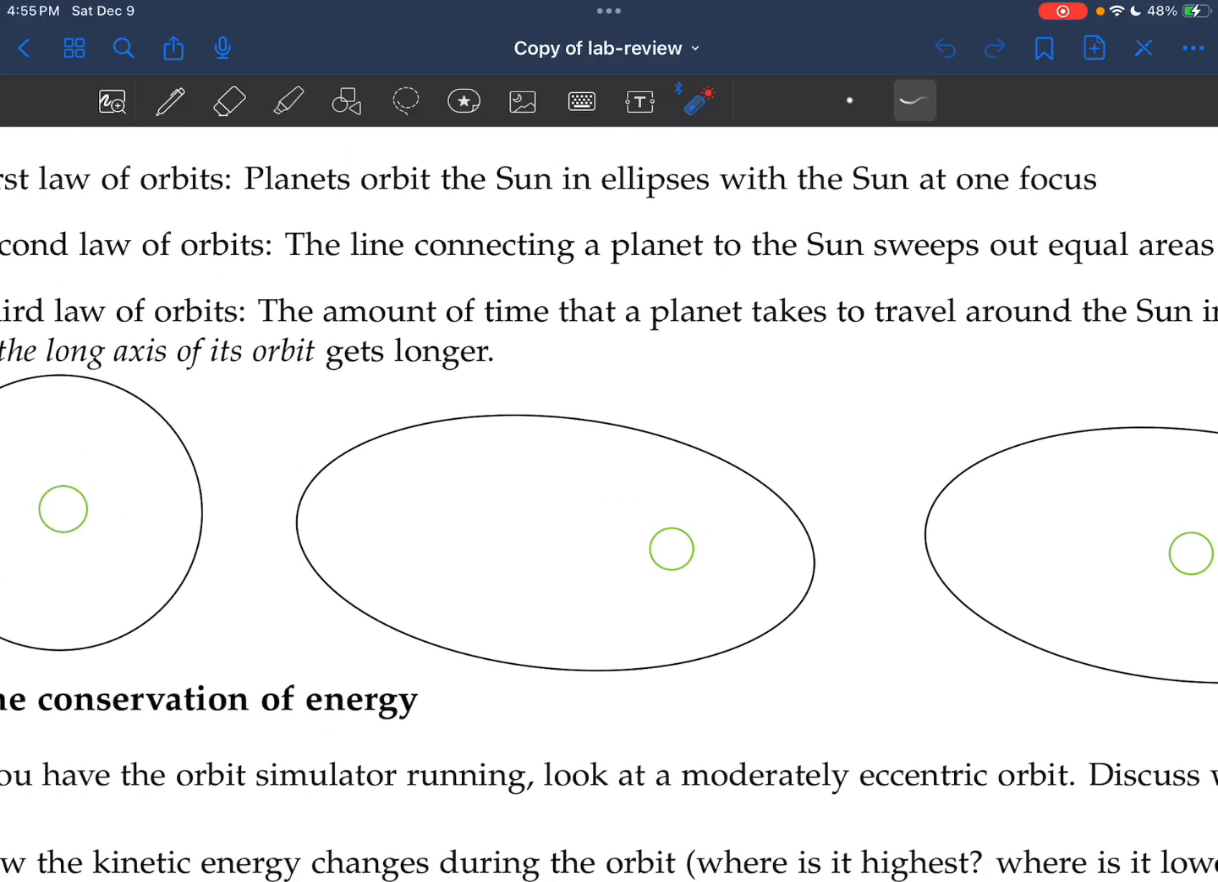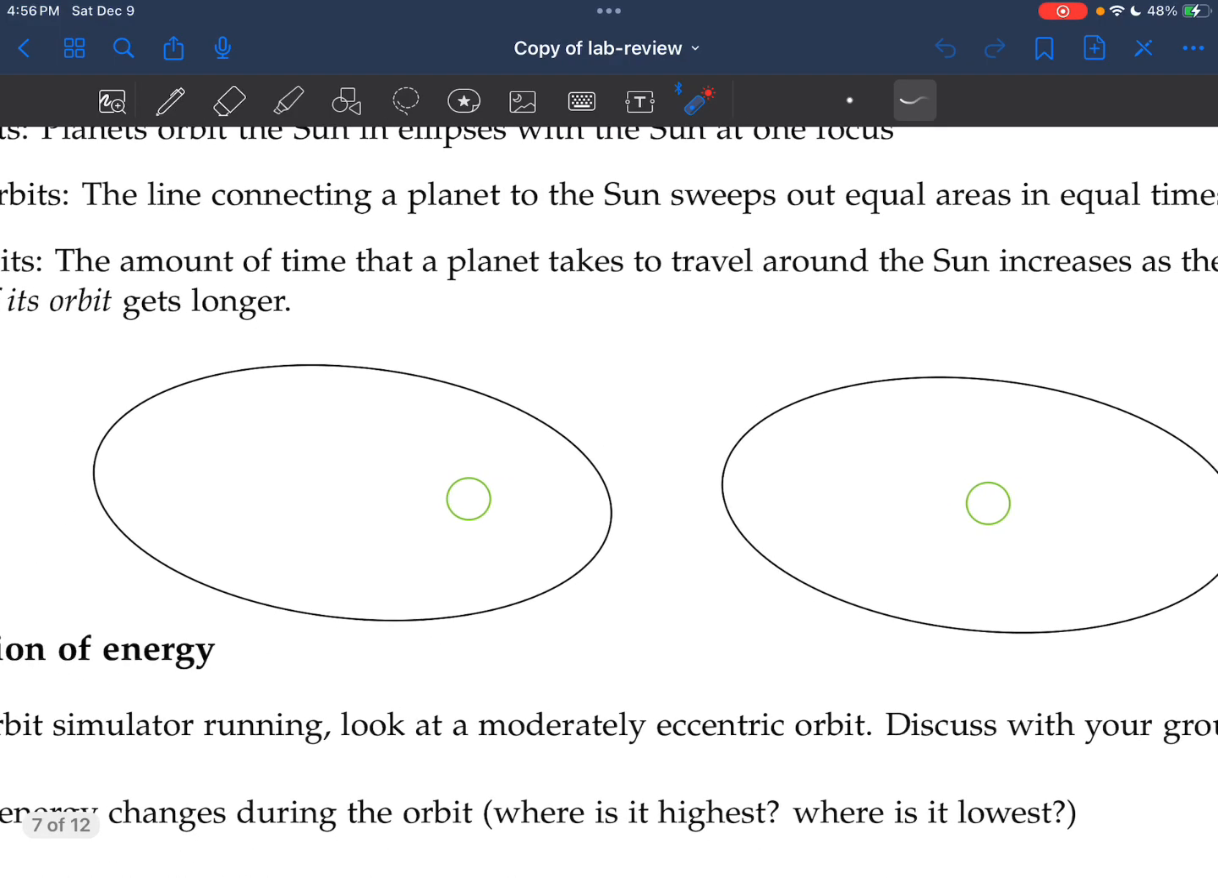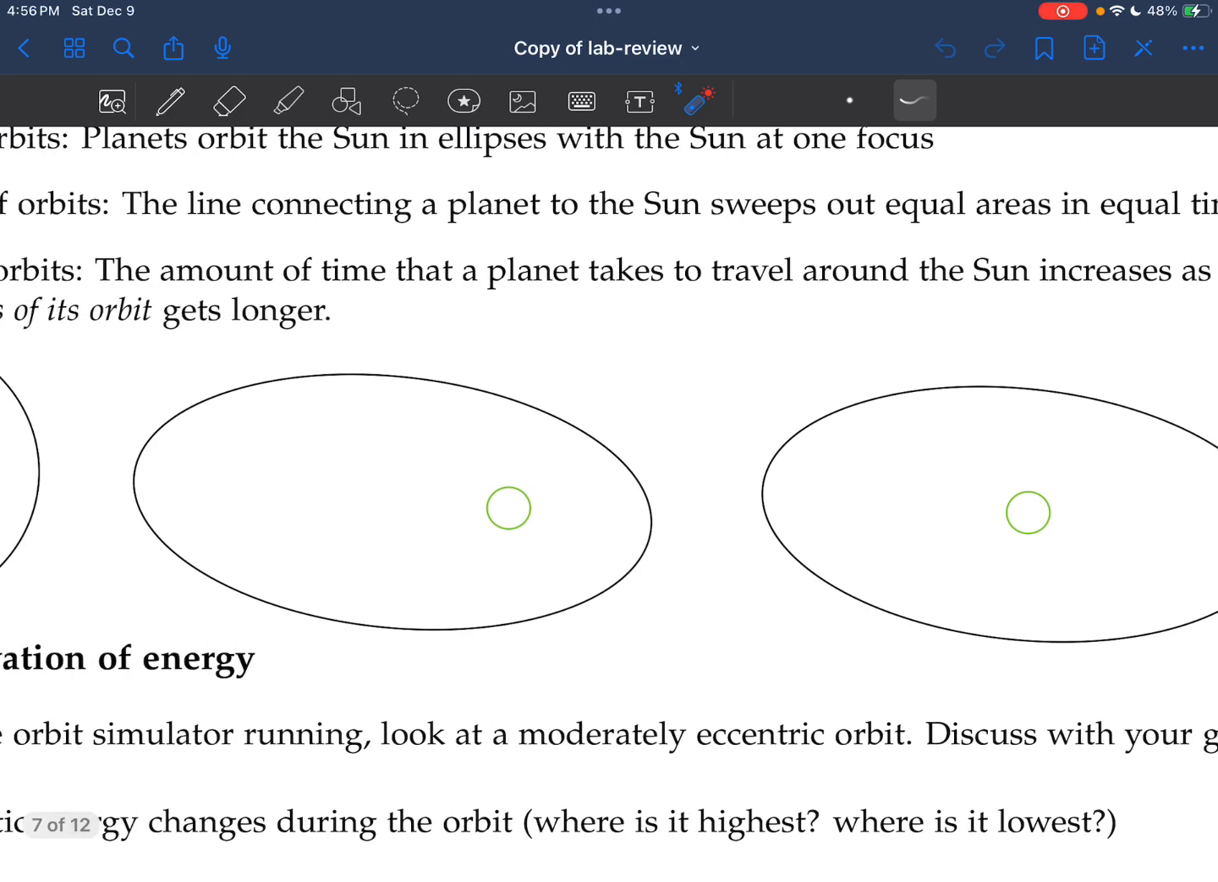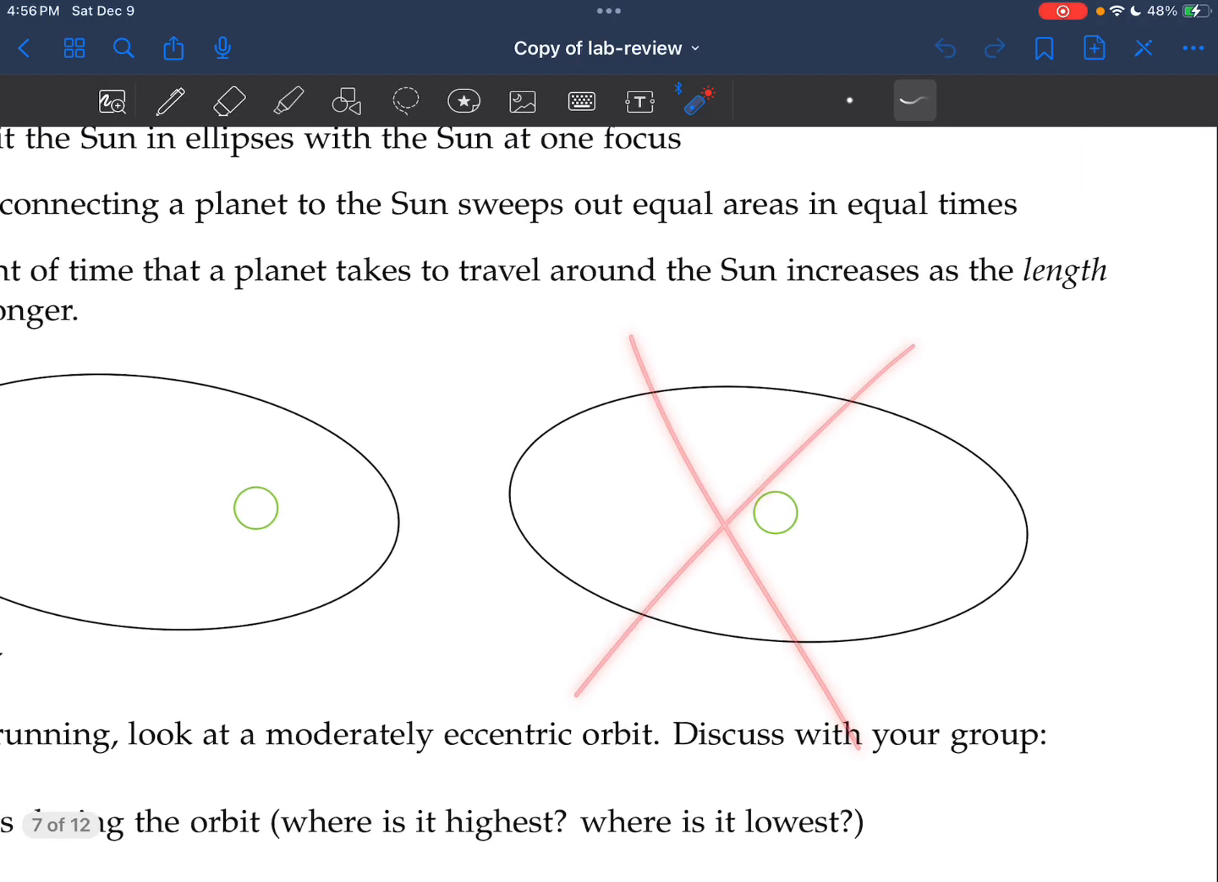stretched out. And in this case, I have the sun drawn close to one of the foci of the ellipse. Maybe it should be a little further out, but the point is being made that it's not this one, because this one just has the sun in the center when it should be further towards the outside. So we have that perihelion and aphelion that we've been talking about. So this one is bad according to Kepler's first law.